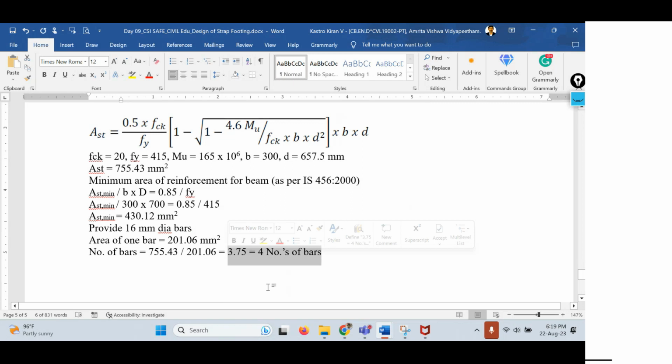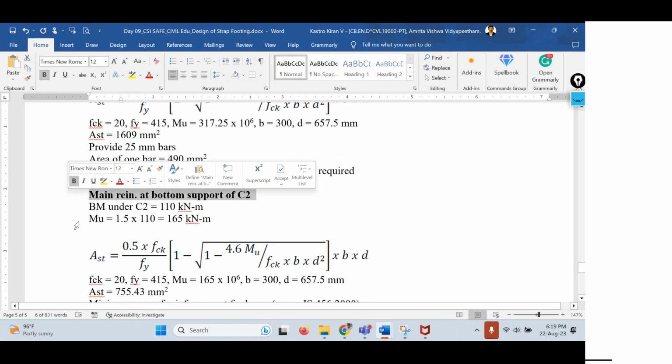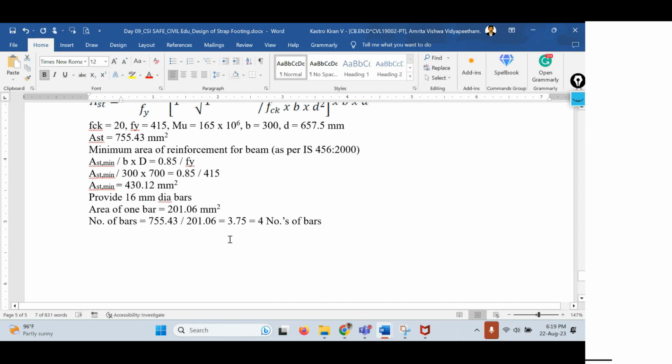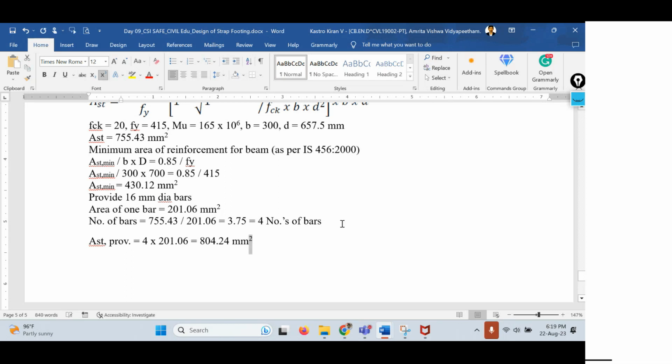Anyway, we have to design the shear reinforcement. I'll show you that. This is actually the main reinforcement at bottom support of column 2. So we are going to provide 4 bars. Now let us find the provided area of steel. Ast provided equals, how many bars are we providing? 4 bars. What is the area of 1 bar? 201.06. So you will get total area of steel, which will be 804.24 mm square.